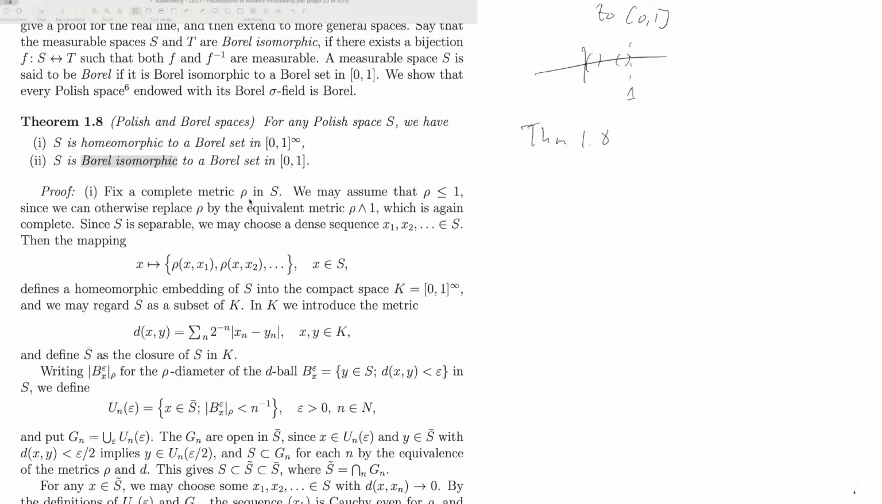All right, so we fix a complete metric rho in S. We may assume that rho is less than or equal to 1. That's surprising. Otherwise, we can replace rho by the equivalent metric, min of rho and 1, which is again complete.